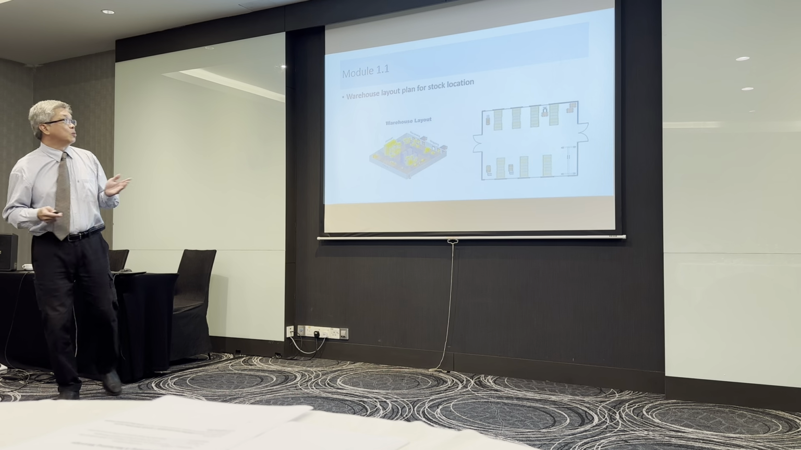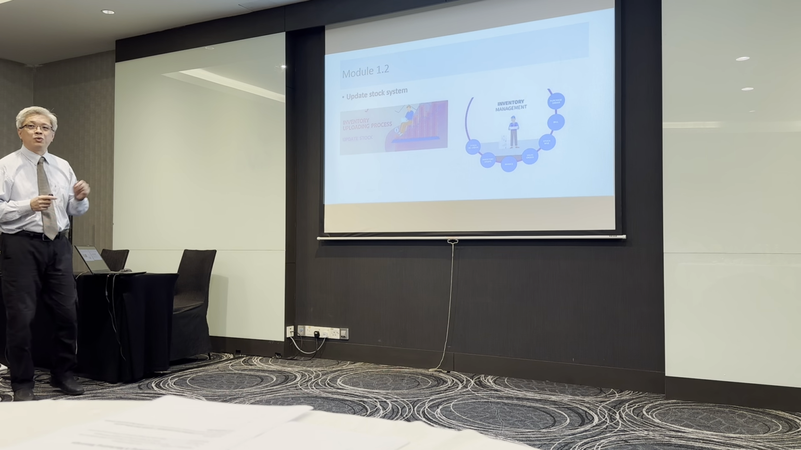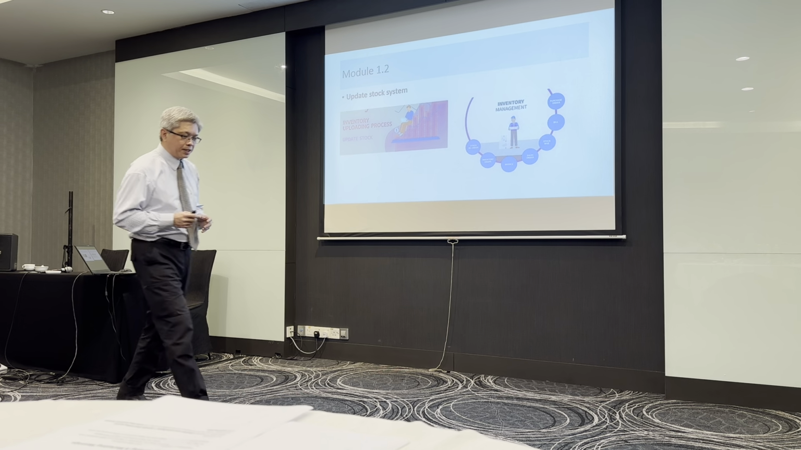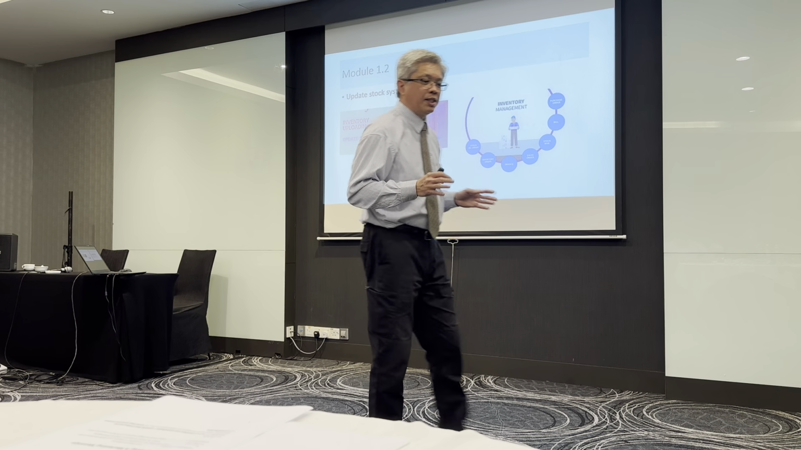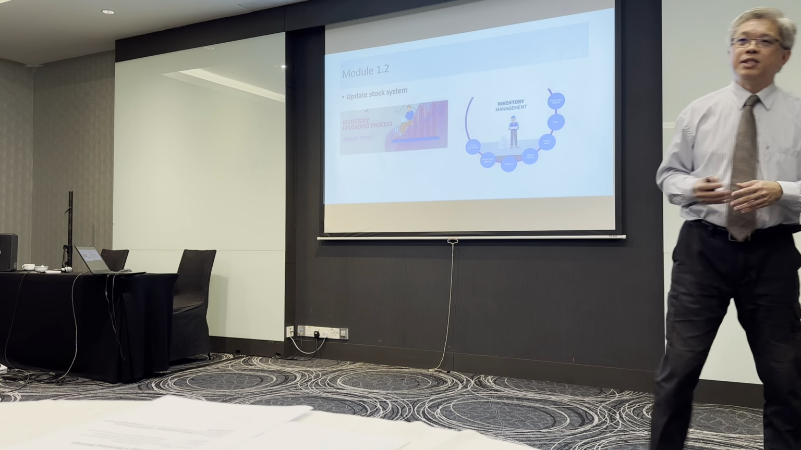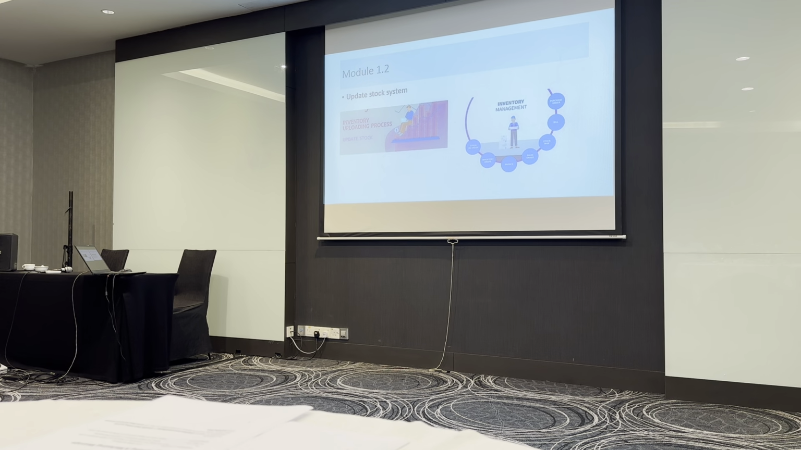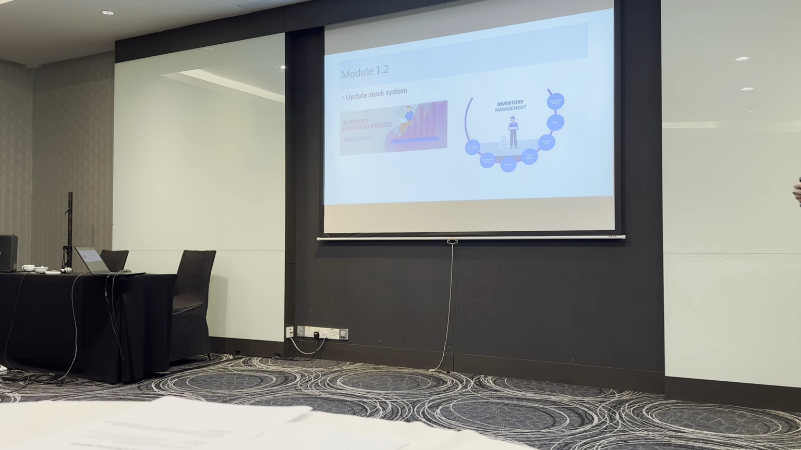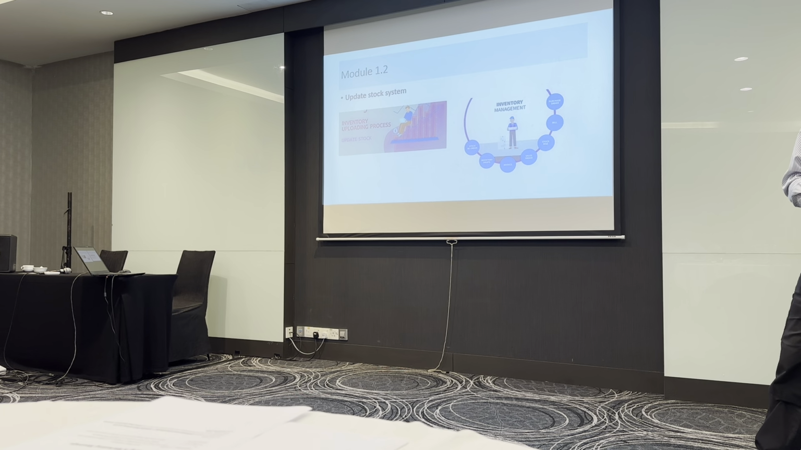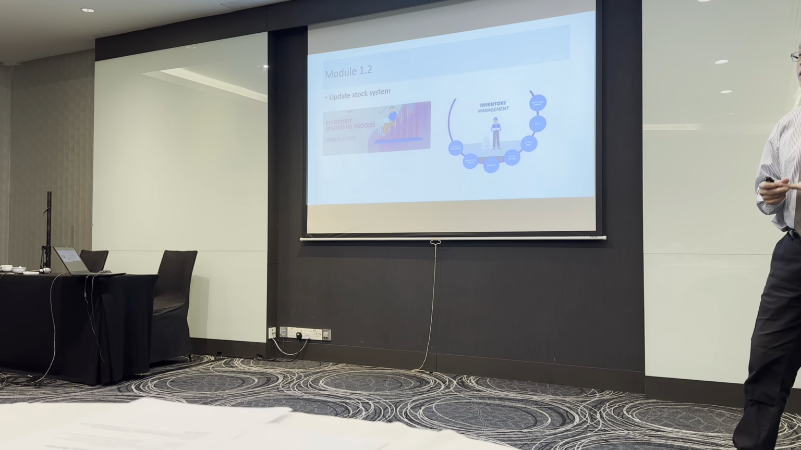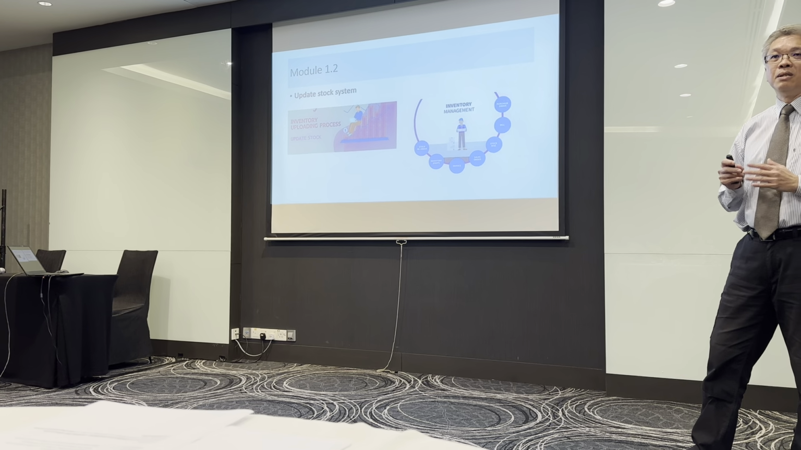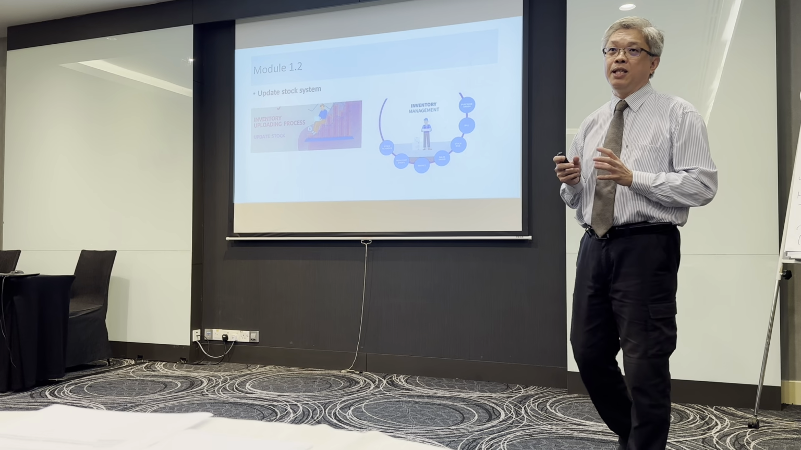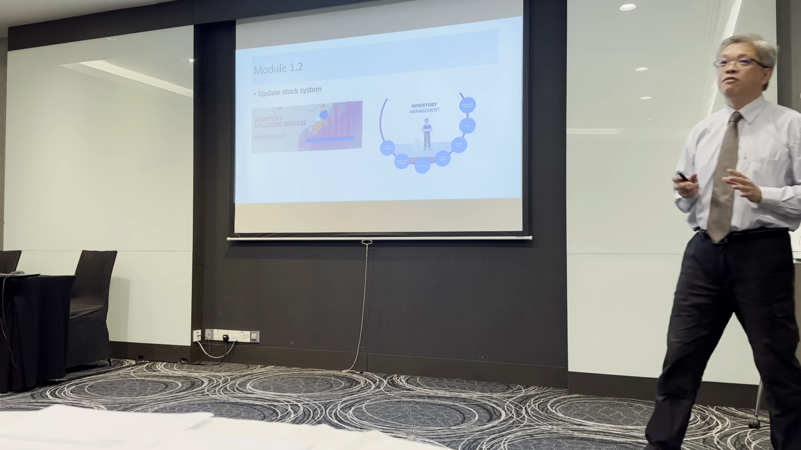Number 2, this is crucial. You need to update the stock system. How do you update the stock system? Most of the organizations now use an ERP system, a computerized system, and the department that is in charge of doing this is usually the supply chain. They will need to update the incoming stock, update all the outgoing stock, and make the necessary adjustments to the stock system to arrive at a reasonable, accurate book figure. We are talking about book figure, the theoretical figure of the stock.